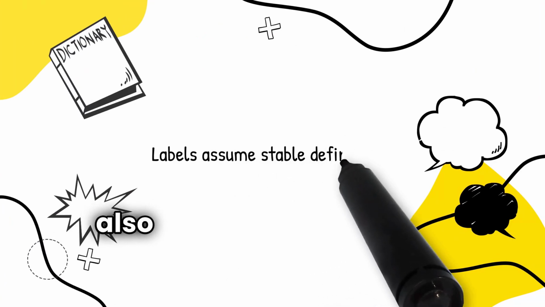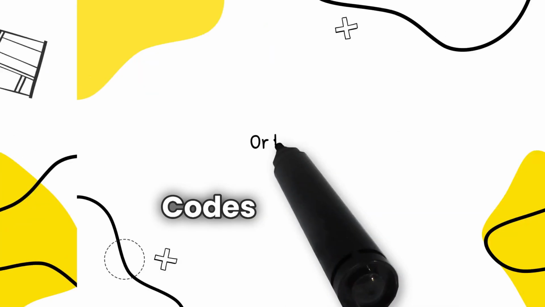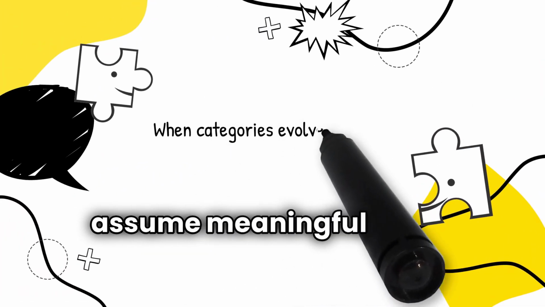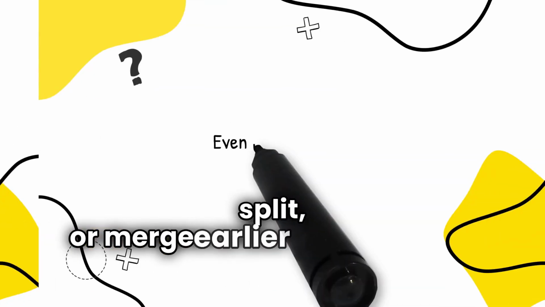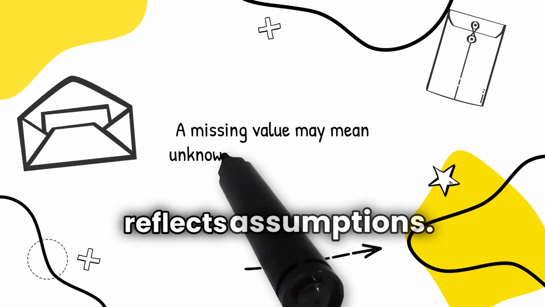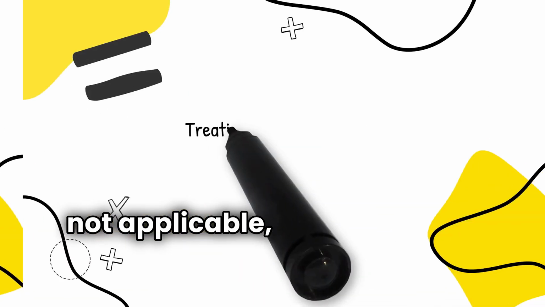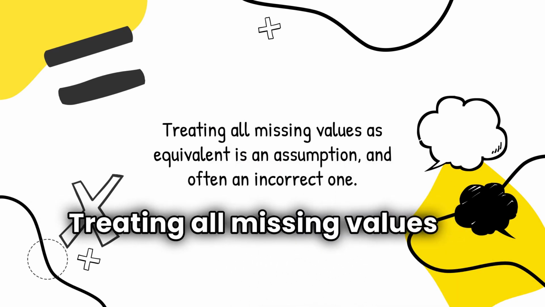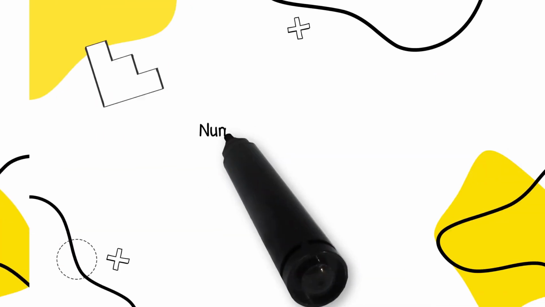Categorical data also carries assumptions. Labels assume stable definitions. Codes assume consistent mappings. Ordered categories assume meaningful order. When categories evolve, split, or merge, earlier assumptions may no longer hold. Even missing data reflects assumptions. A missing value may mean unknown, not applicable, not measured, or deliberately withheld. Treating all missing values as equivalent is an assumption, and often an incorrect one.